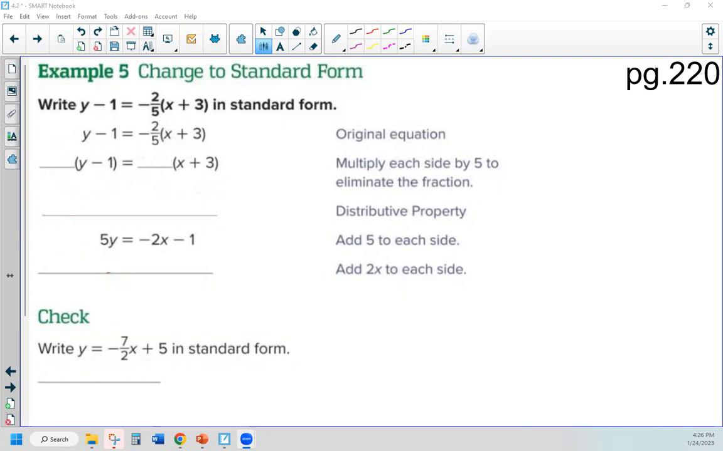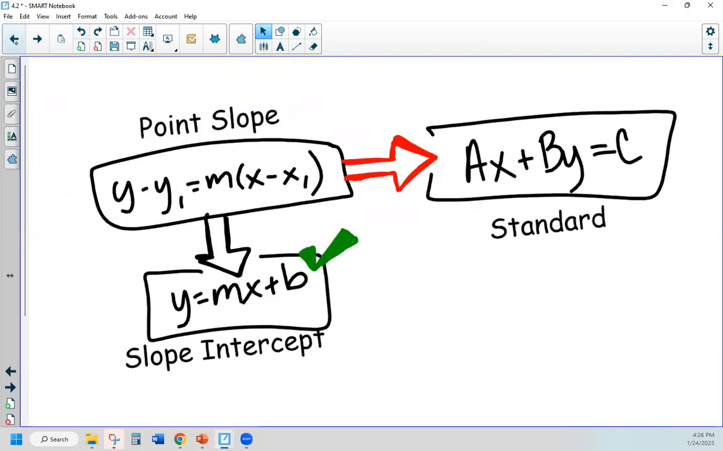All right, so you can see here that it is asking us to change to standard form. It's the one that we've talked about in 4.2. This is right now in point slope form. To give you a visual of what we're about to do: we already did changing it from point slope form into slope intercept form. Now the one that we're going to do is point slope form to standard form.